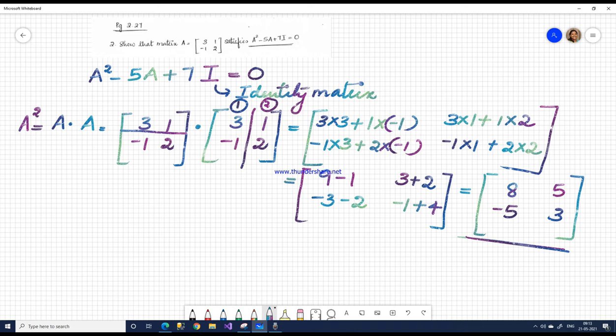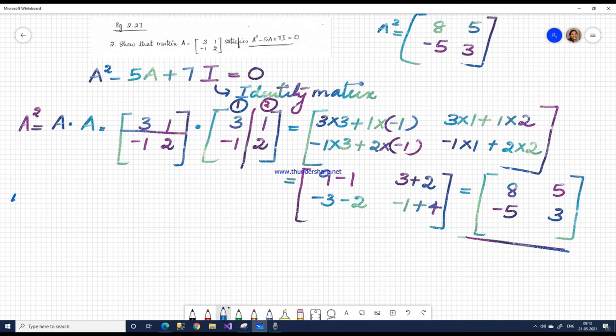So the value of A square is [8, 5; -5, 3]. I'm going to write the A square value over here because I might have to rub this off. So A square is 8, 5, minus 5 and 3.